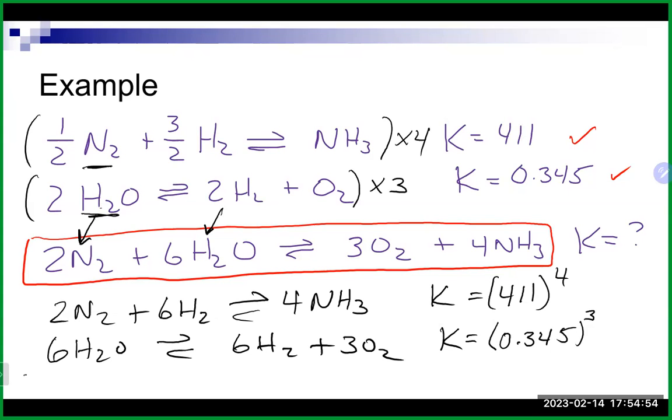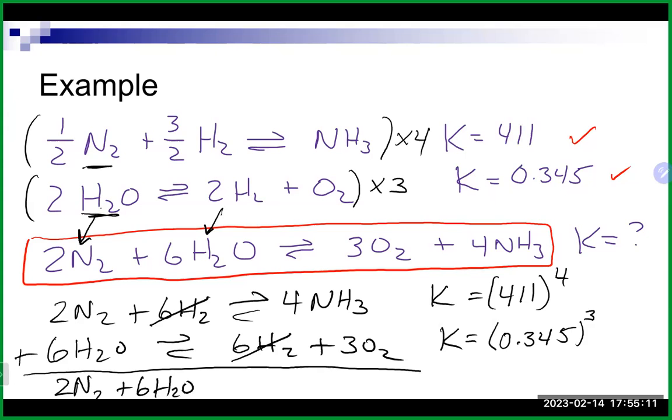And if I did this correctly, everything that needs to should cancel out. So we have 6 H2 on the left and 6 on the right, so they will cancel. And I think that's it in this case. Everybody on the left stays on the left. So that's 2N2 plus 6 H2O goes to 4 NH3 and 3 O2, which is the equation we're looking for.